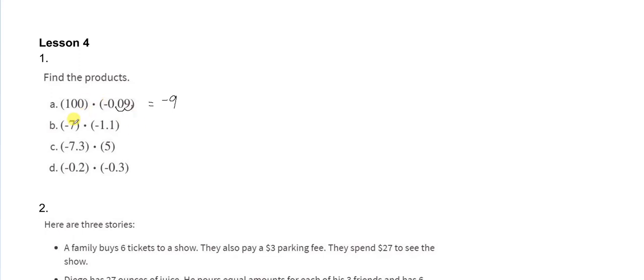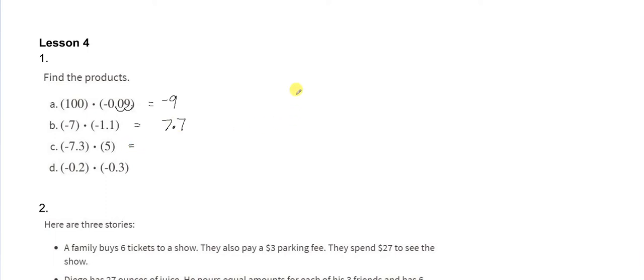Second one there, 7 times 11 is 77. So 7 times 1.1 is 7.7. The question is, is it positive or negative? Negative times a negative is a positive.